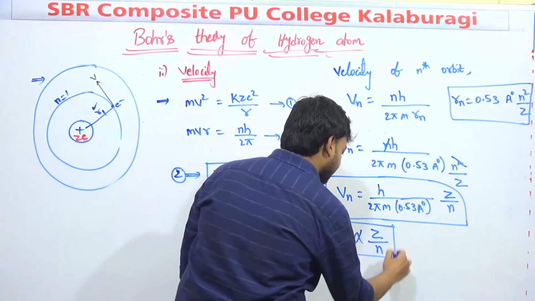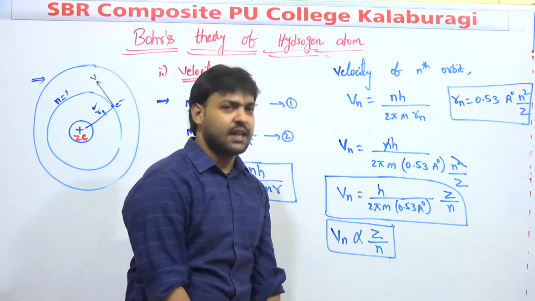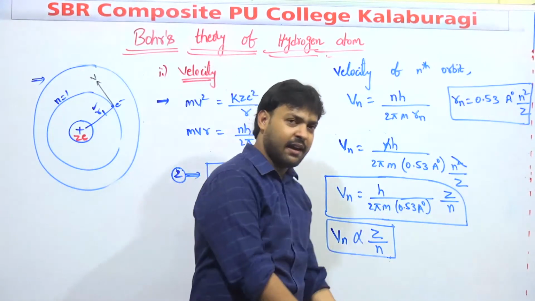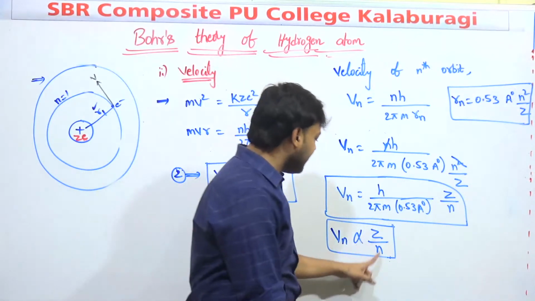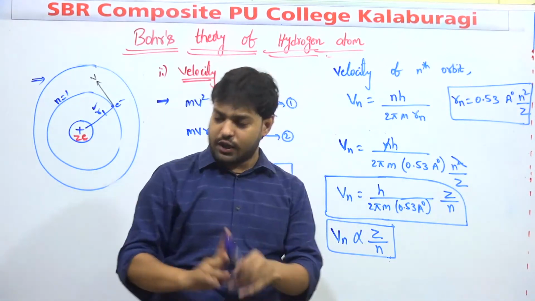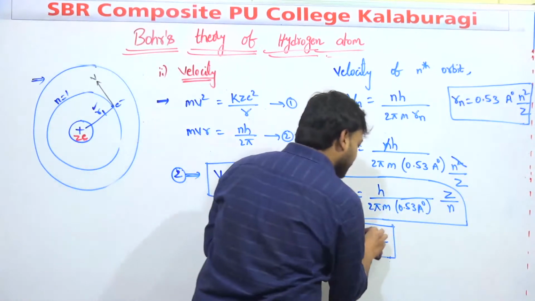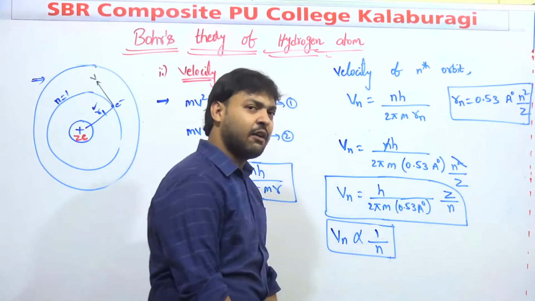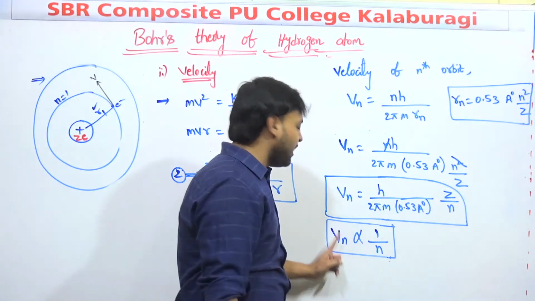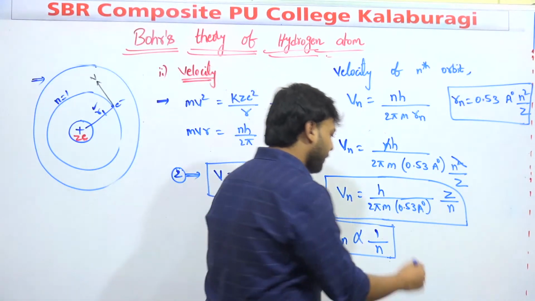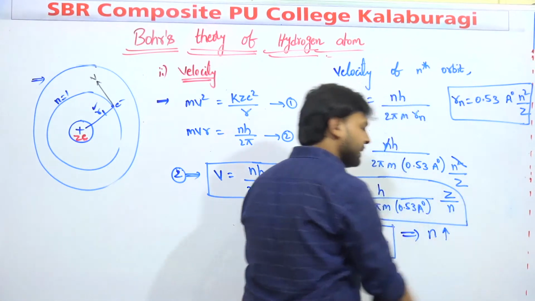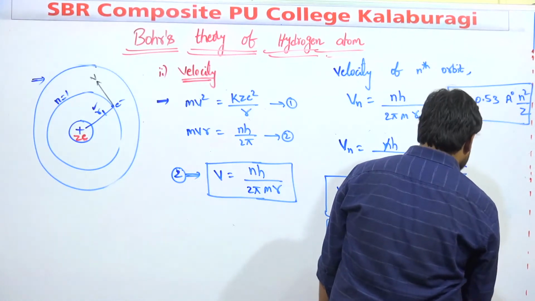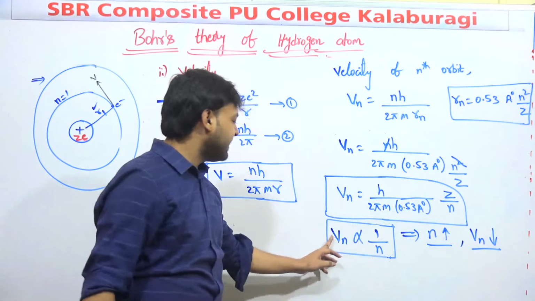If z is also constant, it depends on the question. If we are comparing the velocities of different atoms, then it is z by n. If z is also constant, then I can write that it is inversely proportional to n. Consider I am taking only the same atom, so the atomic number is also the same, that is also constant. So what I can tell now is, if the orbit number is increasing, then velocity decreases. Try to write that point. If the principal quantum number, the orbit number, is increasing, then the velocity decreases. If n increases, v decreases.